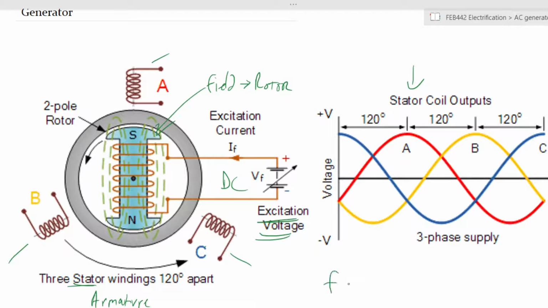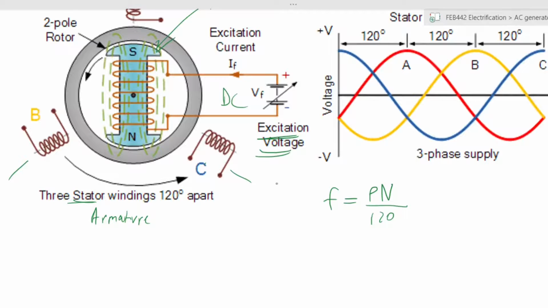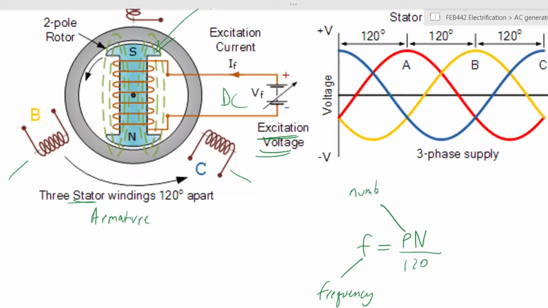And the frequency of the voltage is given by the number of poles, in this case we have 2, but in a salient pole you can have 20, 30, times the speed at which you are rotating the machine or rotating the rotor, divided by 120. So this is frequency, this is the number of poles, and this is the mechanical speed.